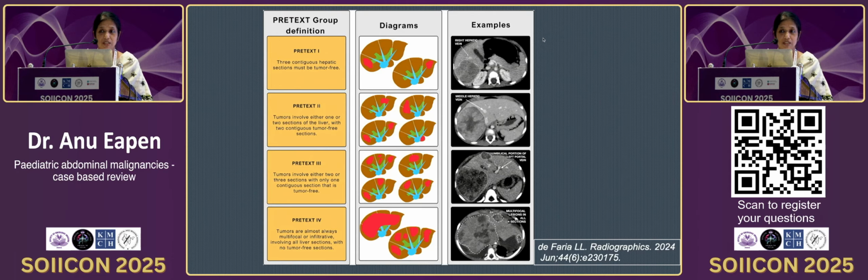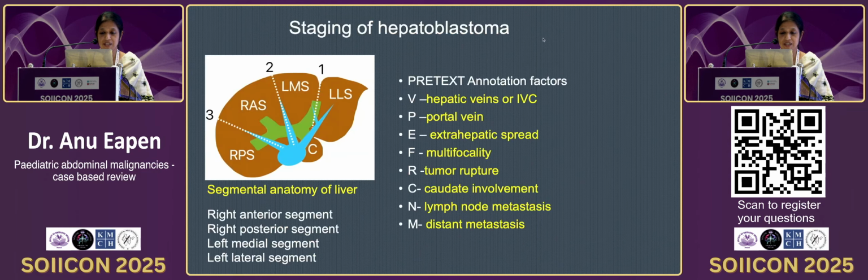PRETEXT 2 is tumors, either in the left lobe or in the right lobe, involving either 1 or 2 sections, so that you need to remove only 2, and you leave behind 2 contiguous tumor-free sections. On the CT image, that arrow points to the middle hepatic vein. So only the right lobe sections are involved, the right posterior and right anterior. PRETEXT 3 is tumor involving either 2 or 3 sections with only 1 contiguous section which is tumor-free. And PRETEXT 4 is involvement of all 4 liver sections.